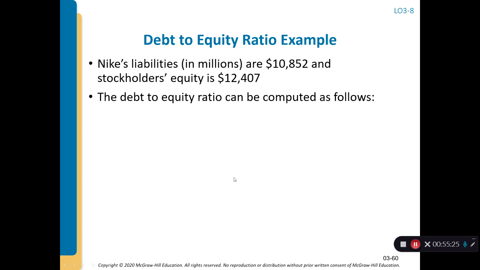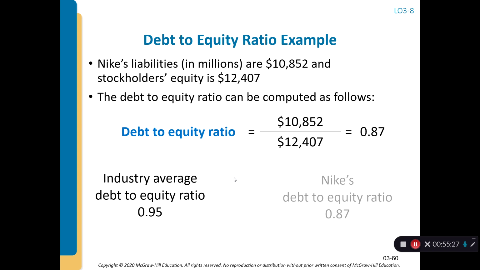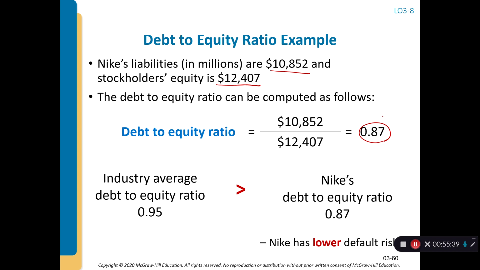So let's look at this example. Nike's liability is 10,852 and the stockholder equity is 12,407. So the debt to equity ratio is actually 0.87, right? And the industry average is 0.95 and Nike is actually 0.87. That means Nike is less risky than the average industry firms, right? Because Nike has a lower debt to equity ratio.